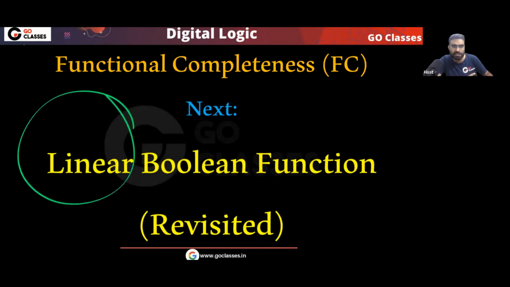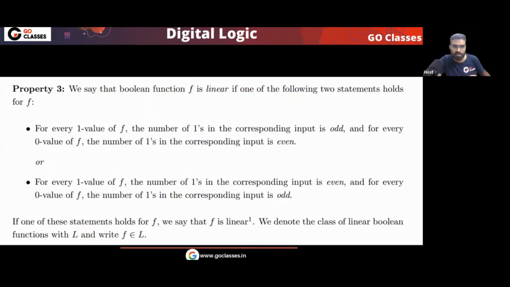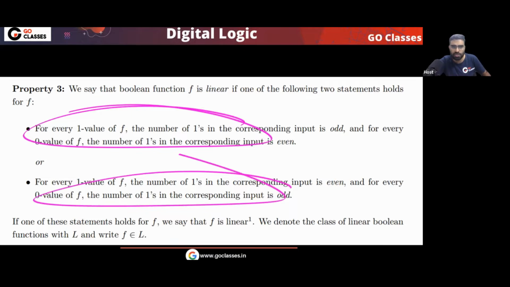We have already seen the definition of a linear function. See, this is the definition of a linear function. When can I say a Boolean function is linear? This is the definition on your screen. A Boolean function is linear if one of the following two statements is true, either this should happen or this should happen.